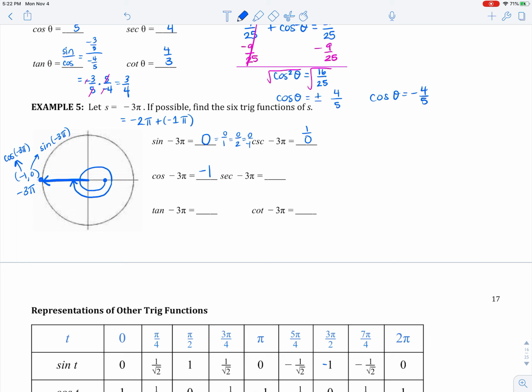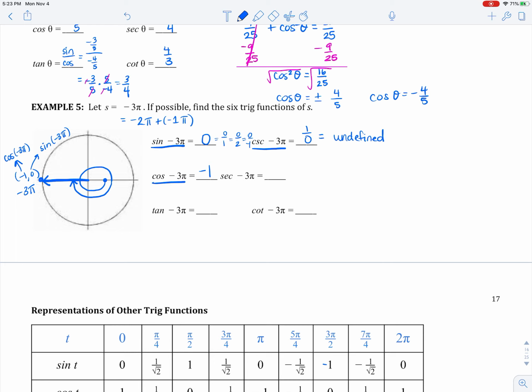So when we talk about the reciprocal of 0, we don't know which one to choose. Is it 1 over 0, 2 over 0, negative 1 over 0? We don't know, so pick whichever number you prefer. It doesn't matter which number you pick, because any number over 0 is always going to be undefined. So that means that cosecant is undefined at negative 3 pi.